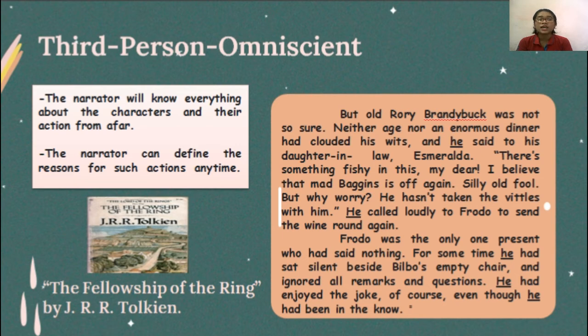But in this example, the narrator knows everything, including the emotion and also the action from the characters described in this story. As you can see, the first one is Rory Brandybuck, who talked with Esmeralda, and he also expressed his feelings. And then the second one, Frodo, even though he said nothing, the narrator knows about his feeling, that he enjoyed the joke even though he kept silent.